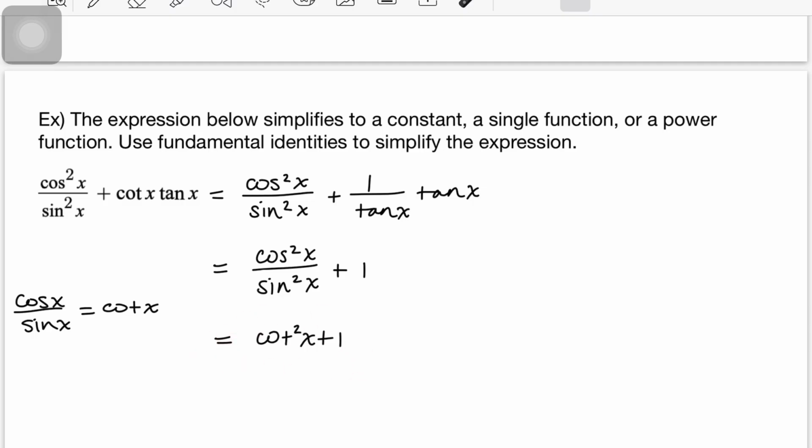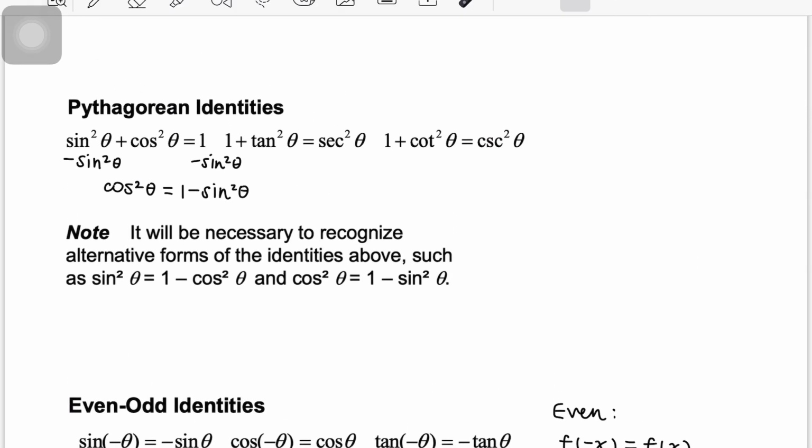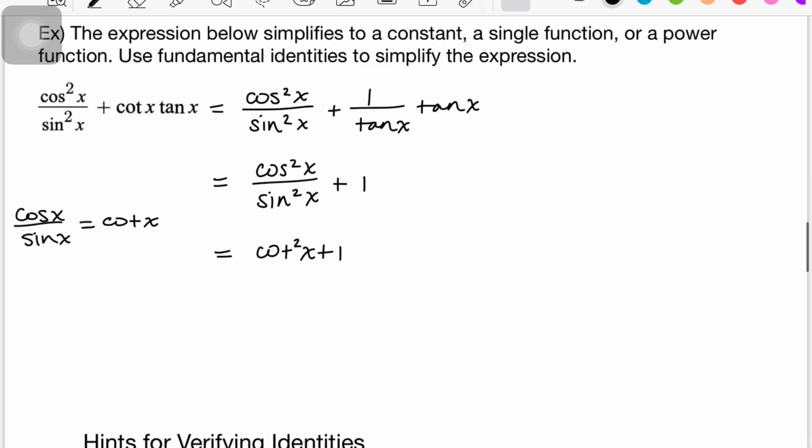Now, if you remember, this is actually one of our Pythagorean identities. 1 plus cotangent squared theta is going to be equal to cosecant squared theta. So this simplifies to cosecant squared x in this case. All right, and this will be our final answer, because we were able to simplify this to a single power function.